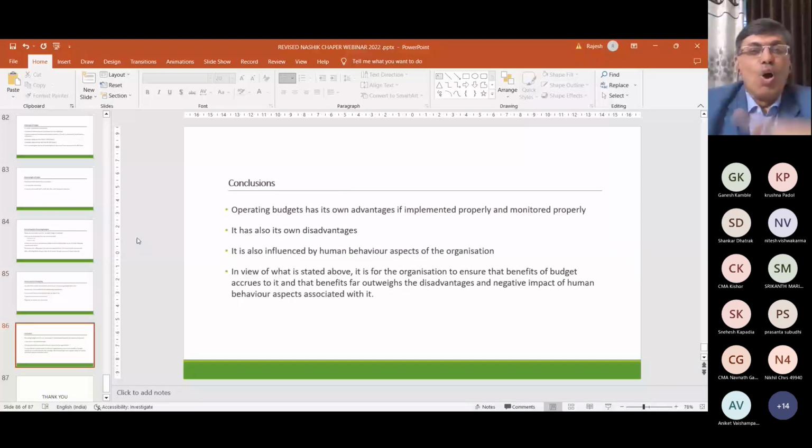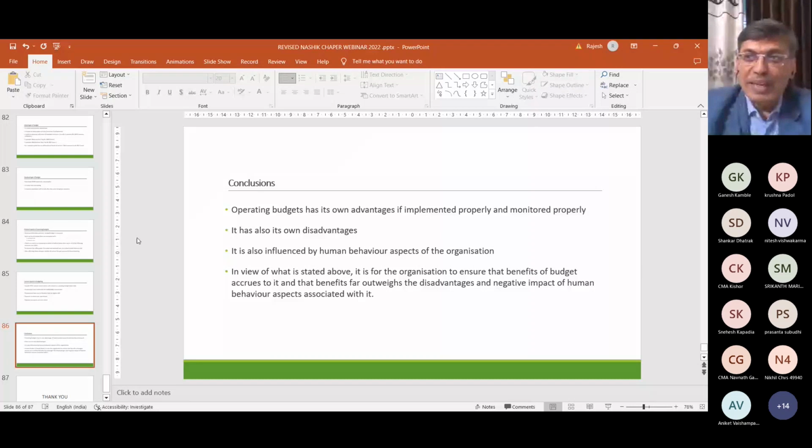Conclusions. Operating budget has its own advantages if implemented properly and monitored properly. It has its own disadvantages, which we have seen. It is also influenced by the human aspects, which we have also seen. In view of what is stated above, it is for the organization to ensure that the benefits of budget accrue to it, and the benefits far outweigh the disadvantages and the negative impact of the human behavior aspects associated with it.